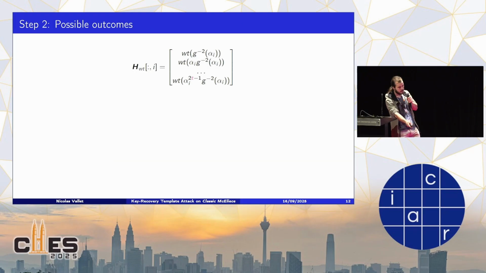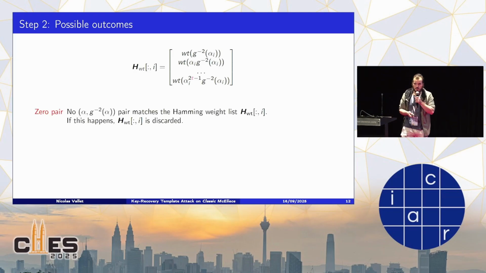So in practice, there are three possible outcomes when performing that step. So the first one is when no pair matches the Hamming weight list. It means that at least one of the recovered Hamming weights was wrong, and so we discard that list.